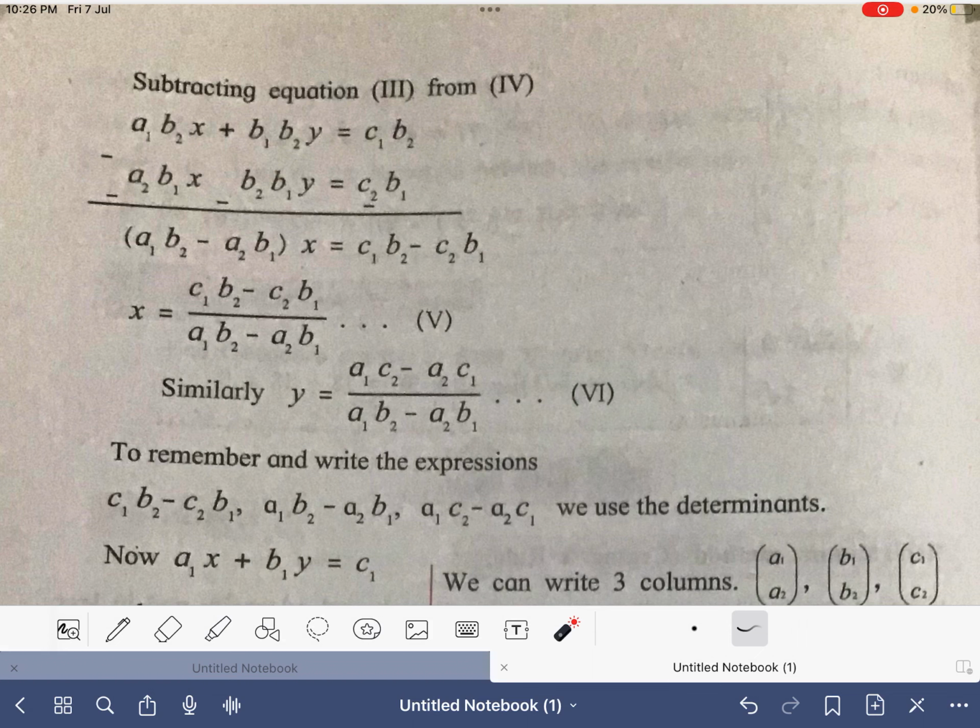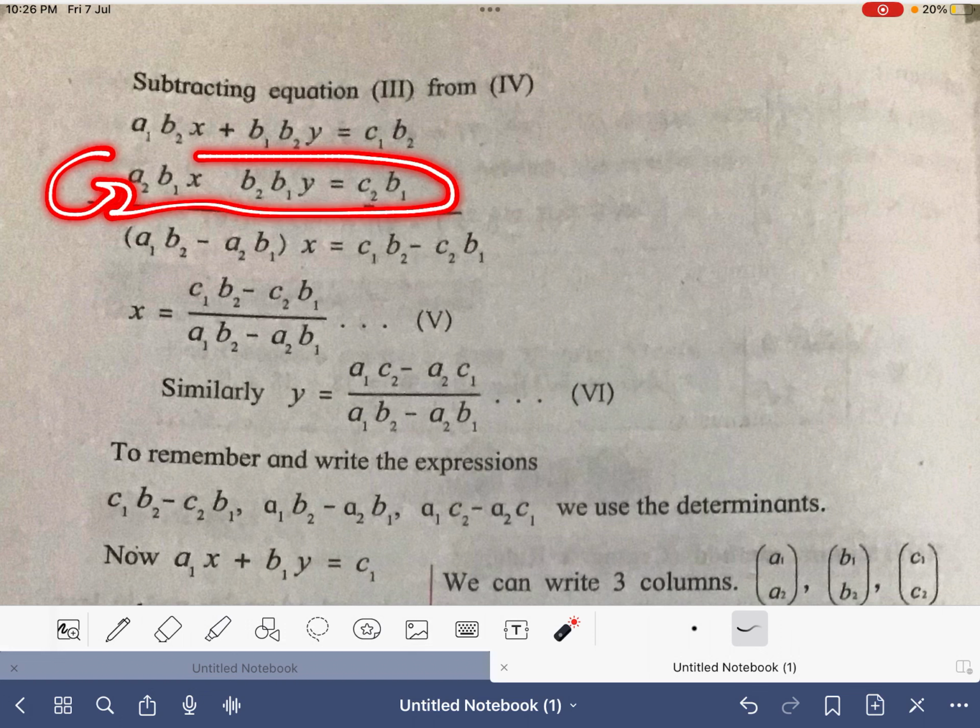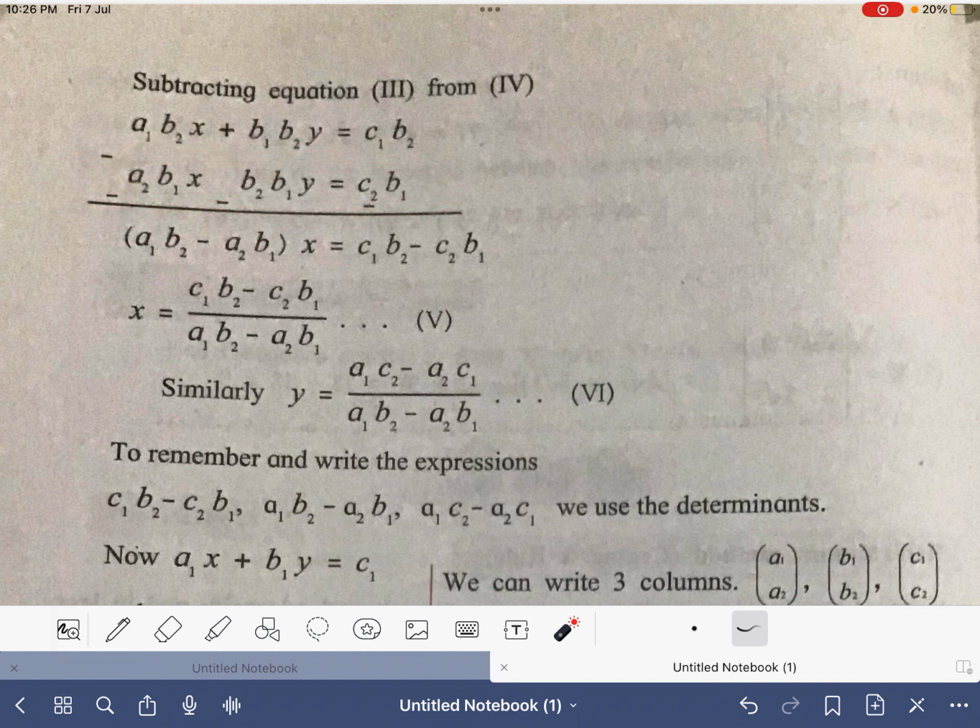So we subtract the third equation from the fourth. What will happen? Look at this: outside the bracket there is a minus. This minus will interact with the second equation, the fourth equation. As in the previous case, inversion of the sign takes place.